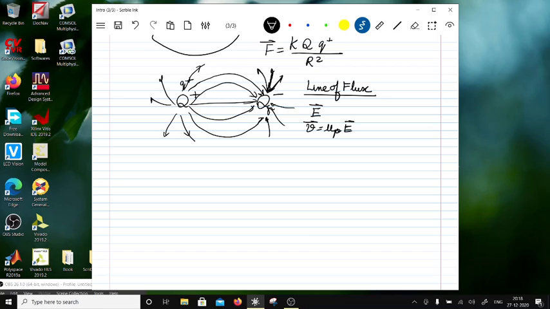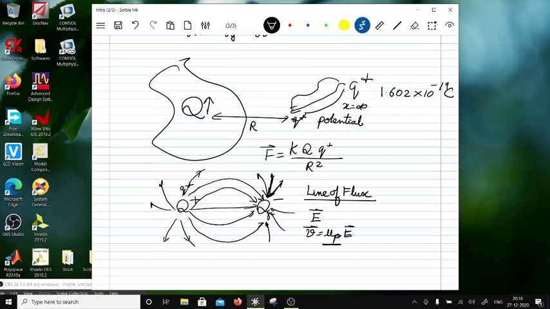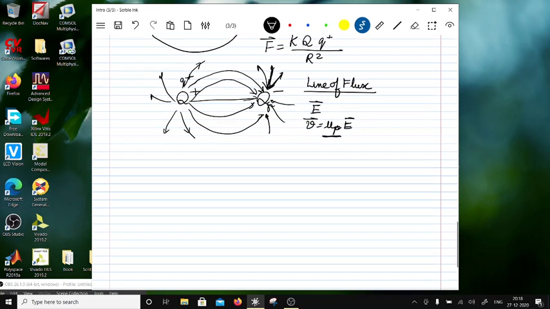Higher the E, higher the velocity it will move with, and that is related by a proportionality constant called mobility, right? So E is related to V, but the velocity is also related to E through a proportionality called mobility, and it's a characteristic of the medium. We will come to this later on.